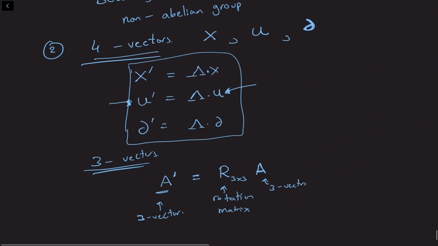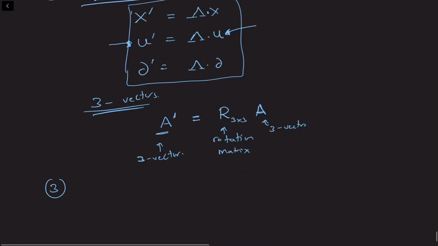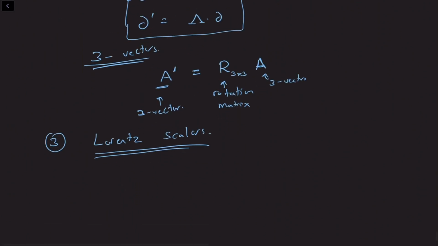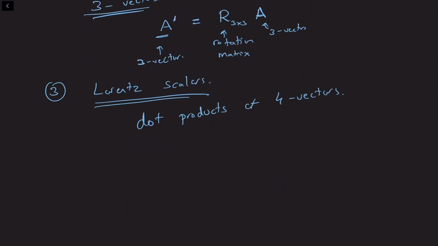Okay. And the last thing that we saw is the idea of Lorentz scalars, which are dot products of 4 vectors. So we defined a generalized notion of a dot product. So this dot product was defined as, if we have a 4-vector V and another 4-vector V prime, the dot product was defined as V transpose dot G dot V prime, where this was a matrix product.